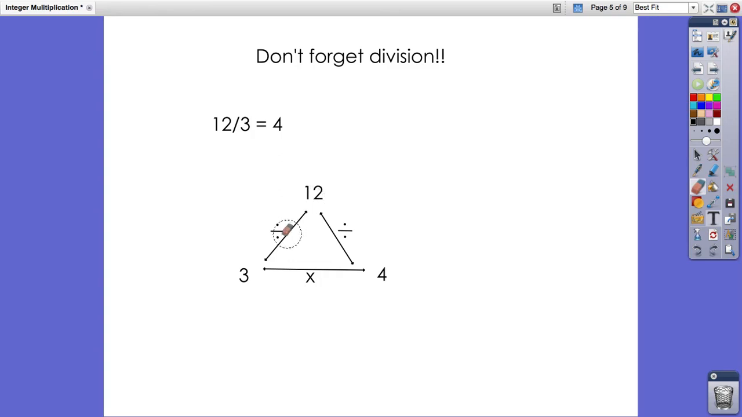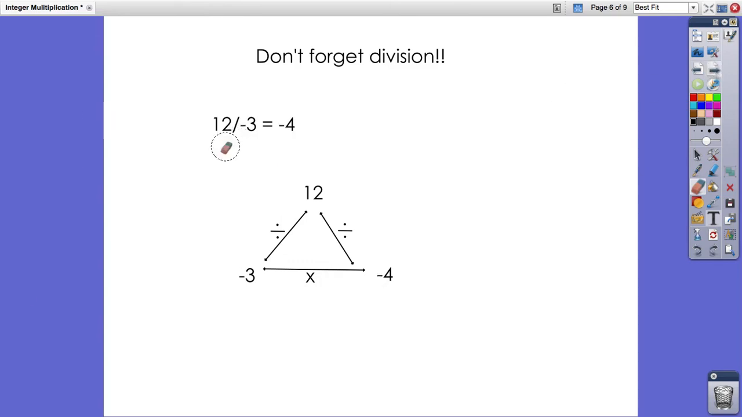So 12 divided by 3 equals 4. 12 divided by 4 equals 3. And then 3 times 4 equals 12. These triangles always work. So if we plug in negative with these triangles, it kind of gives us a good idea of why the quotients have to be positive or negative.